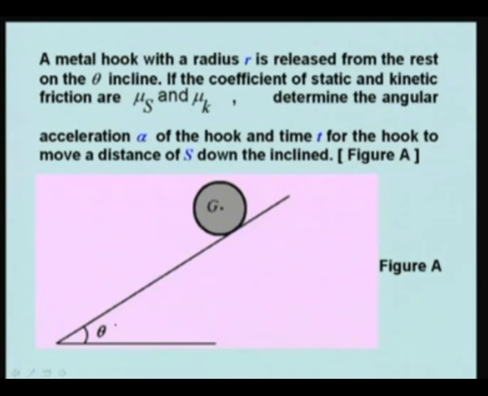I have shown here an inclined plane at angle theta, and this is the metal hoop G with radius r that is released from rest on the theta incline. The coefficients of static and kinetic friction are mu s and mu k. We are asked to determine the angular acceleration alpha of the hoop and the time t for the hoop to move a distance s down the incline. This is shown here in the figure.